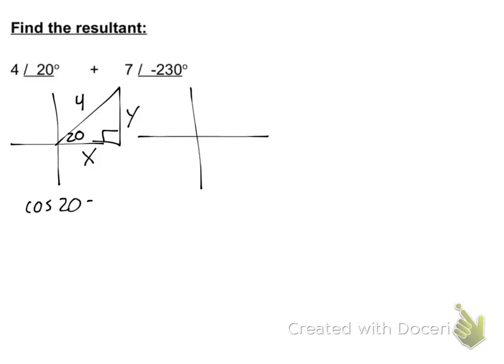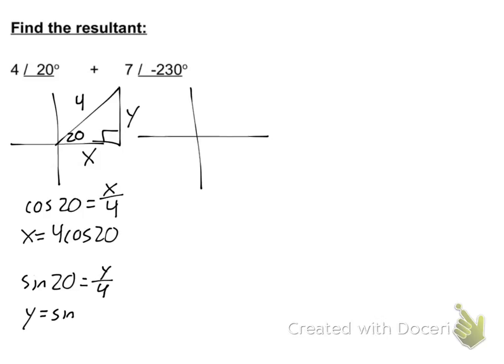Cosine 20 equals what? X over 4. Or x is equal to 4 cosine 20. Just multiply both sides by 4. Sine, I need to use sine. Sine of 20 is equal to y over 4, or y is equal to 4 times sine of 20.